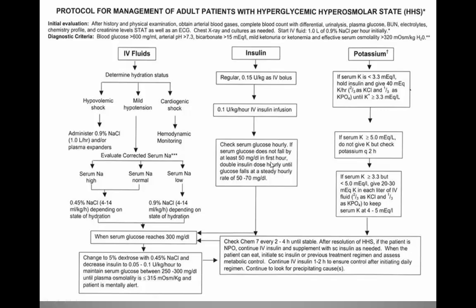This is the way of administration that you give the insulin, and also remember to check chemistry 7 every 2 to 4 hours until stable. Potassium must be greater than 3.3 before you give insulin. If the serum potassium is less, you hold the insulin and you have to give potassium 40 milliequivalents up to potassium 3.3, then you give insulin. If the potassium is more than 5, do not give potassium. Check the potassium every 2 hours.